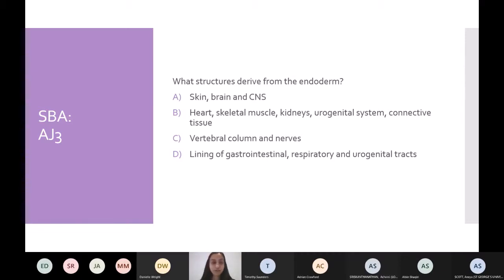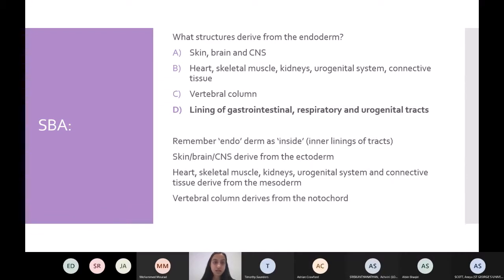We've got a mixture between B and D. So the endoderm makes the lining of the GI tract, respiratory tract, and the urogenital tract. So I remember it as endoderm, which is the inside lining of things in the body.